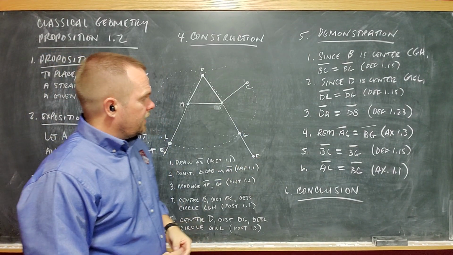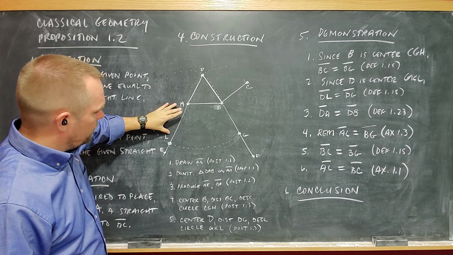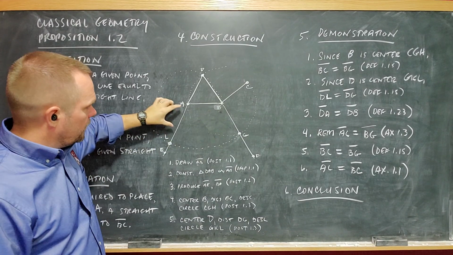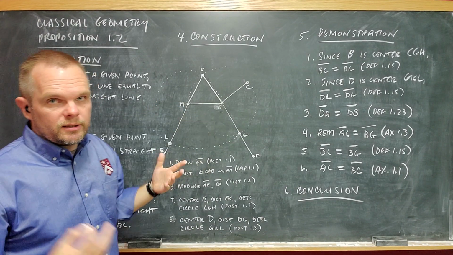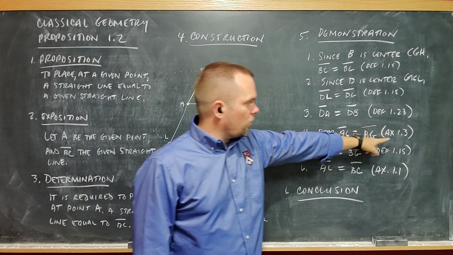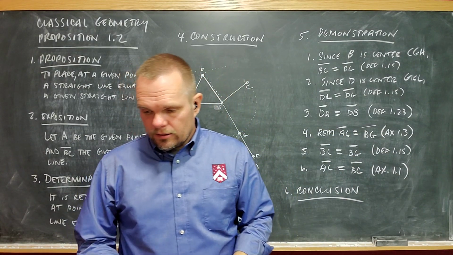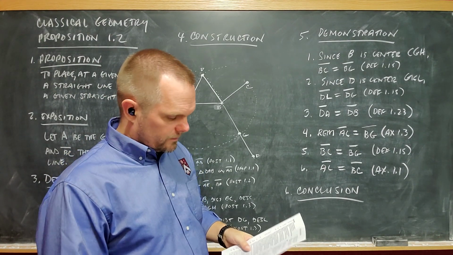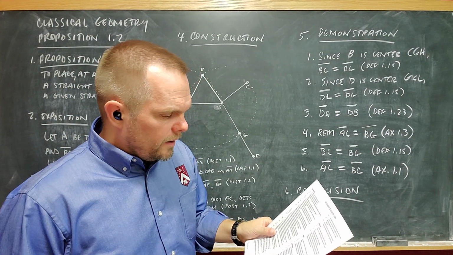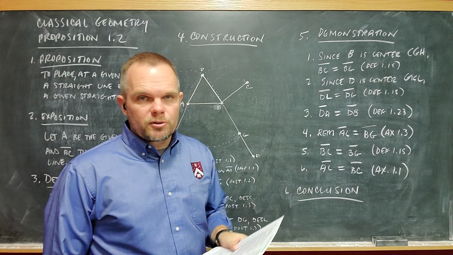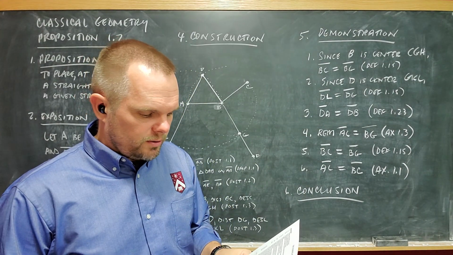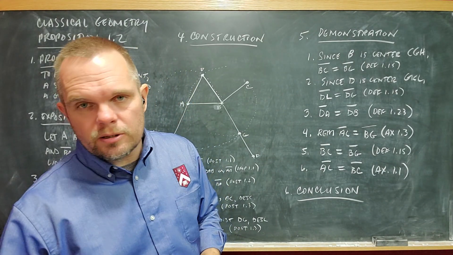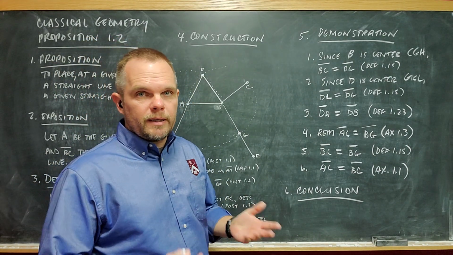Point 4, AL must be equal to BG. And how do we prove that? Axiom 1.3. Axiom 1.3 is an axiom about subtraction. It says, if equals be subtracted from equals, the remainders are equal.